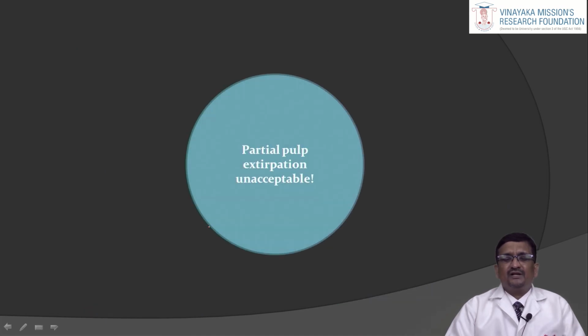So what is the most important thing here I want to say? Partial pulp extirpation is unacceptable. So we have to remove almost all the pulp tissue.